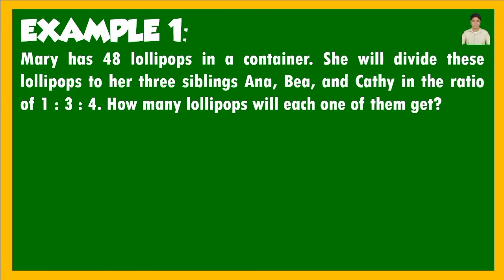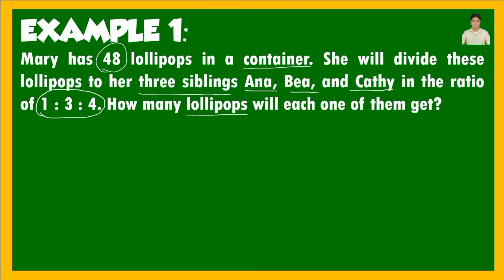So, dito sa problem natin, given po yung total number of lollipops which is 48. Yun ang bilang ng lollipops na meron si Mary dun sa kanyang container. And then, kailangan niyang i-divide yung number of lollipops na yun sa kanyang tatlong kapatid, si Anna, Bea, and Cathy, na kung saan naka-indicate po yung proportion, 1:3:4. So, ibig sabihin, ang ratio for Anna is 1, kay Bea, 3, and kay Cathy naman, 4. So, ang tanong natin, how many lollipops will each one of them get?